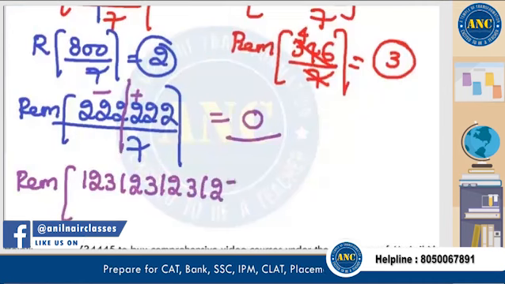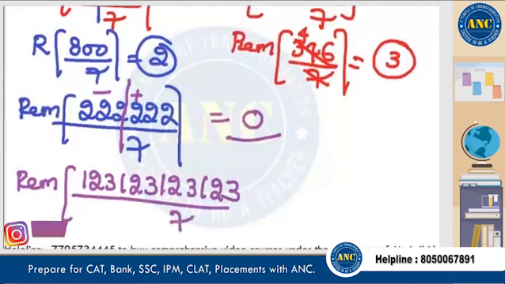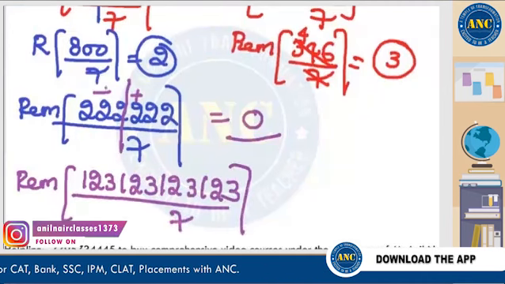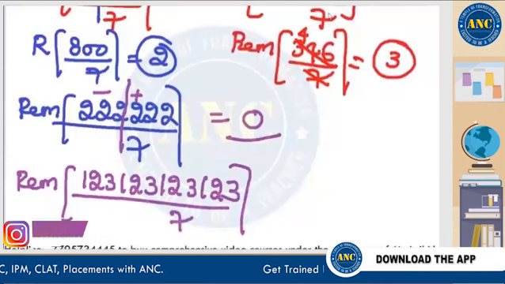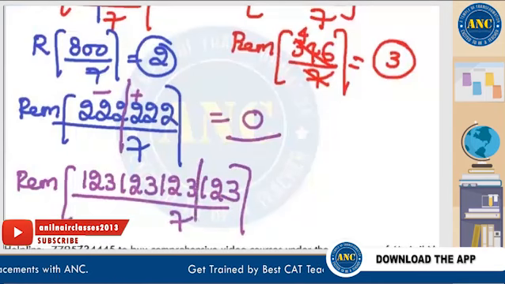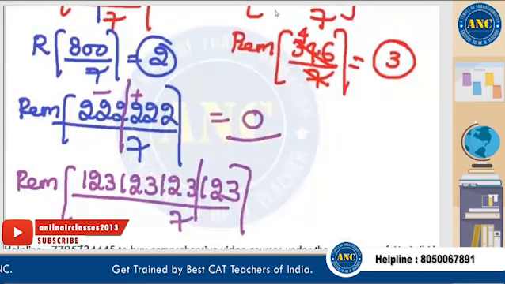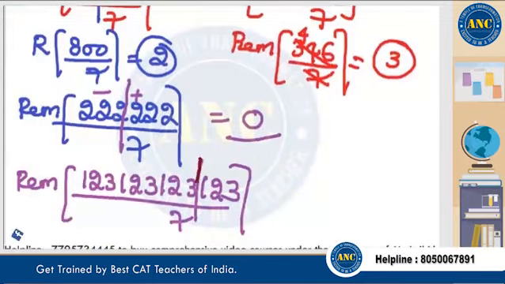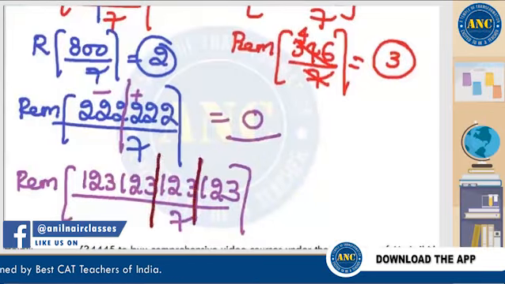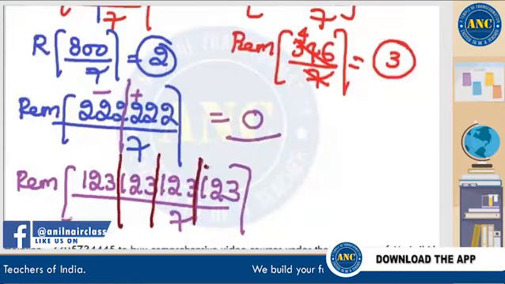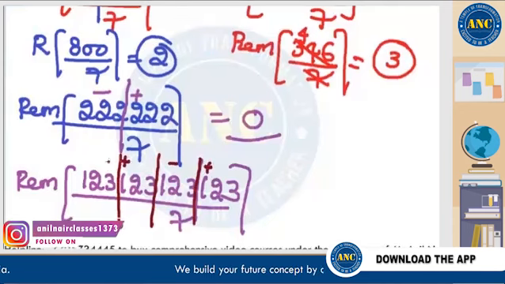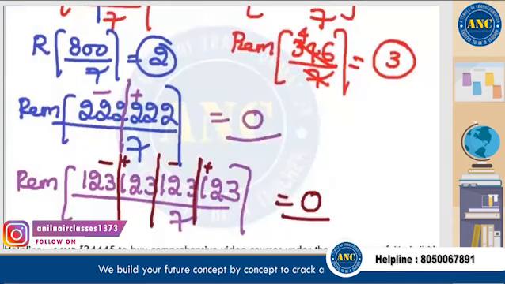So the doubt the student asked is 1, 2, 3, 1, 2, 3, 1, 2, 3, 1, 2, 3 divided by 7. Take a group of 3 digits, alternatively plus and minus, plus minus, plus minus. Answer is 0.